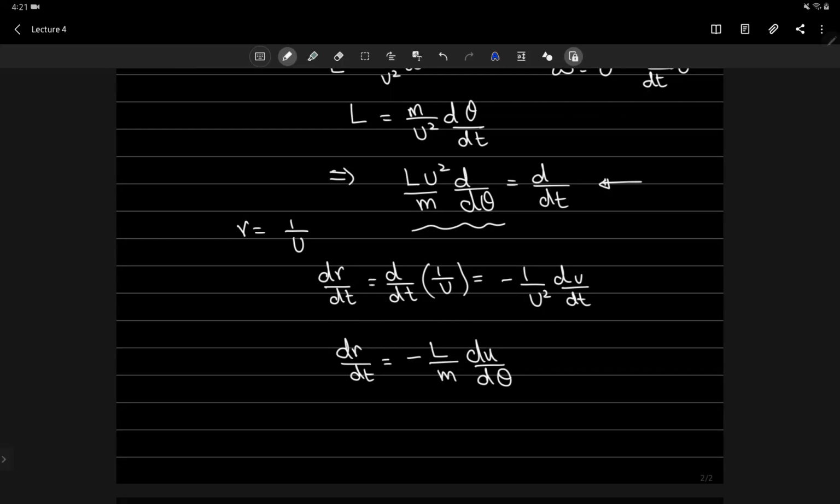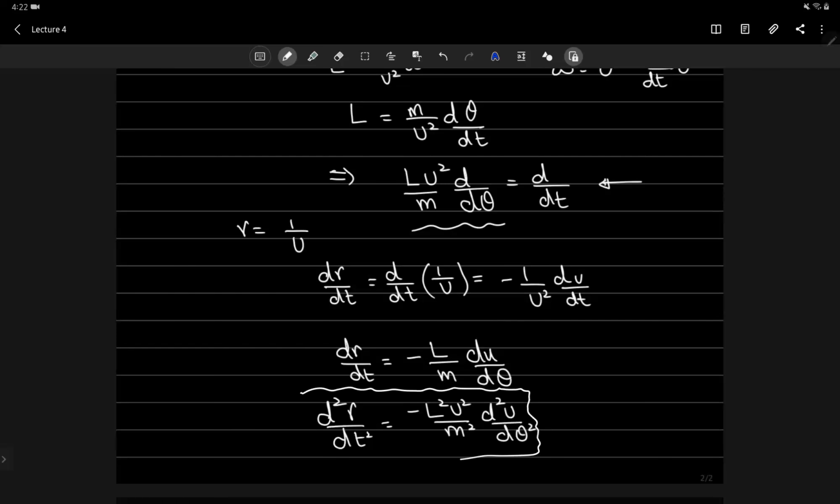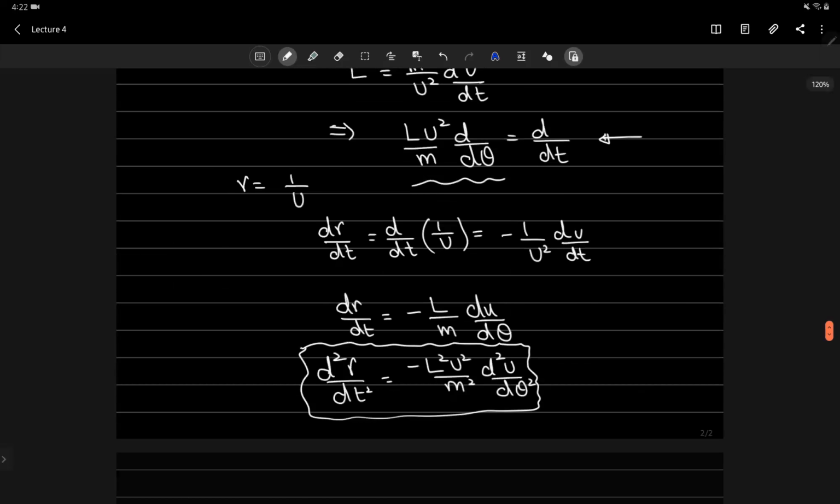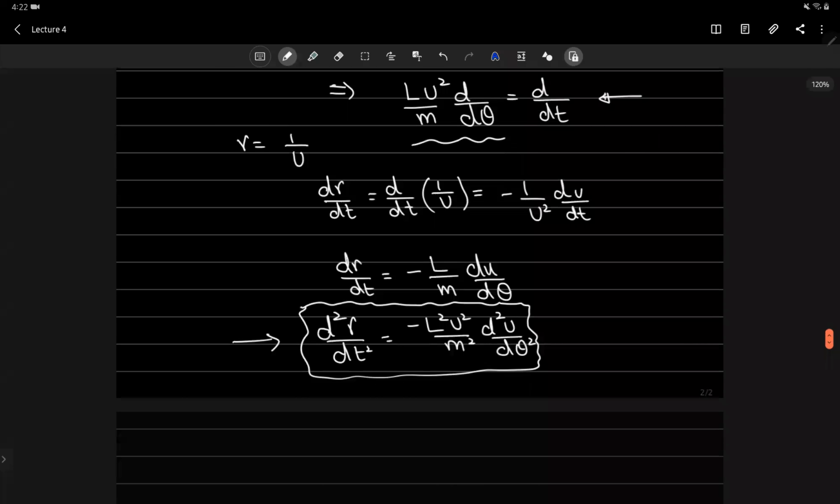Now, in a similar manner, if I take the double derivative of this, that is d squared r over dt squared, I get minus L squared u squared over m squared d squared u over d theta squared. And this is the equation that we were looking for, basically. So if I go back up here, मेरी जो original differential equation है, this one, I'll just substitute this value of r double dot, जो मेरे पास यहाँ से आ रही है, in that equation, and well, we'll play with it a bit more and see what we can have.